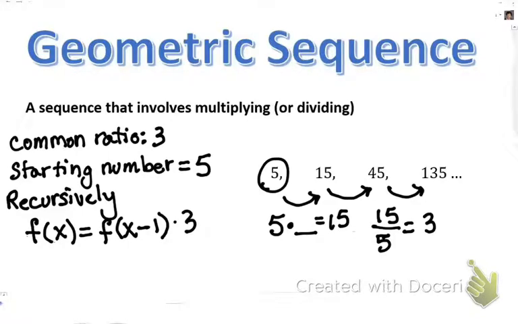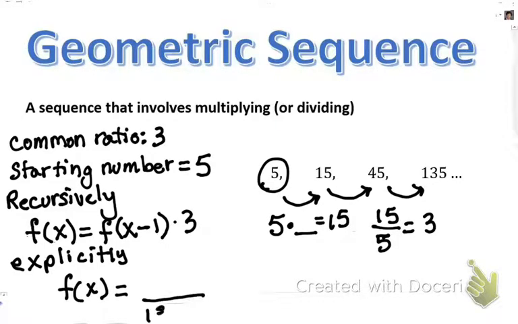To write it explicitly, we're going to need both parts of the equation. And the way we do that is we're going to have f of x like we started before, and then we're going to have two parts. We're going to have the first number, and then it's going to be times the ratio, and then the exponent, you would think it's x, but in this case it's x minus 1.